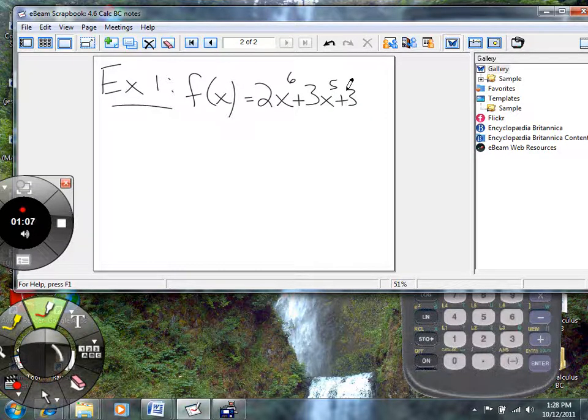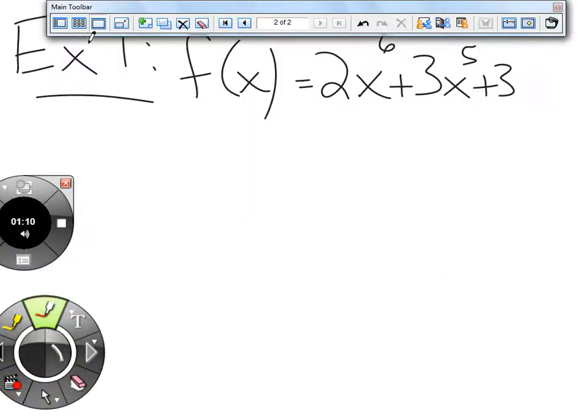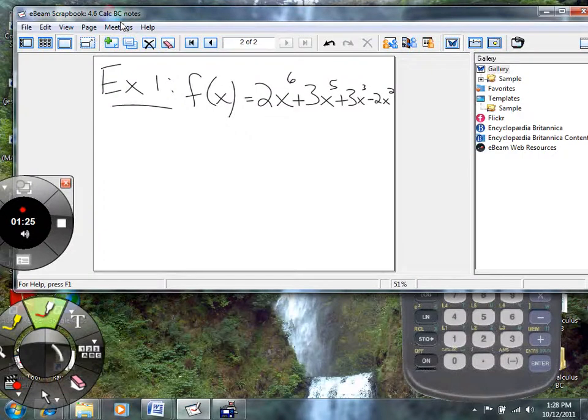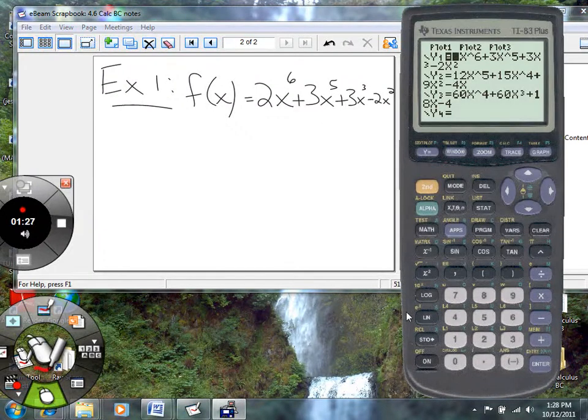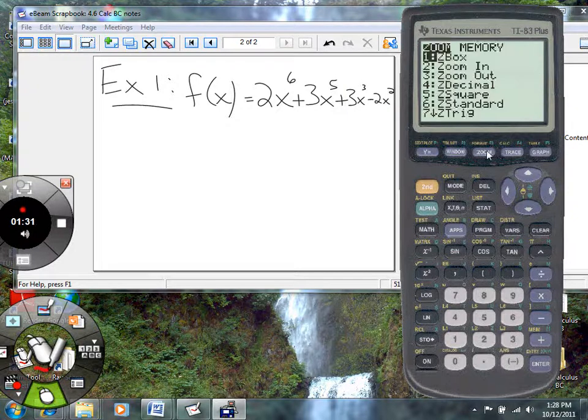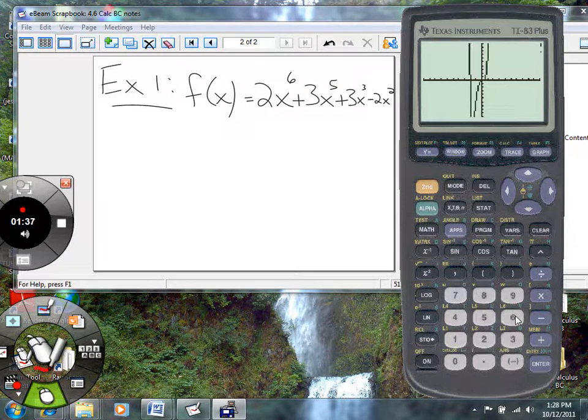And make this a little bigger. Let's see. Make this cubed minus 2x squared. So go ahead and plug that into your calculator. Make it small again. I plugged that into my calculator, and I pressed Zoom 6, and it didn't really show a great graph.